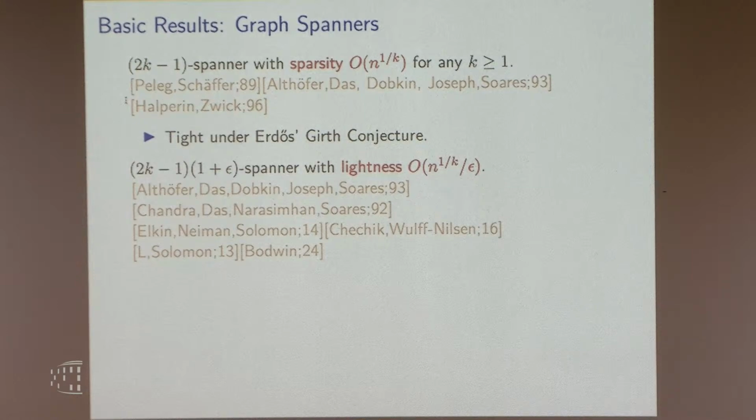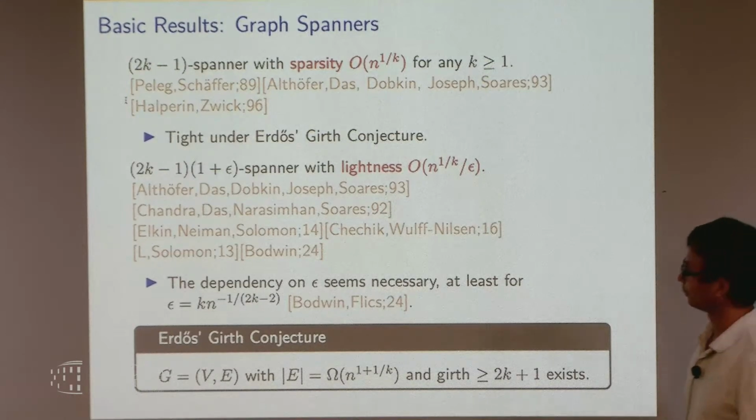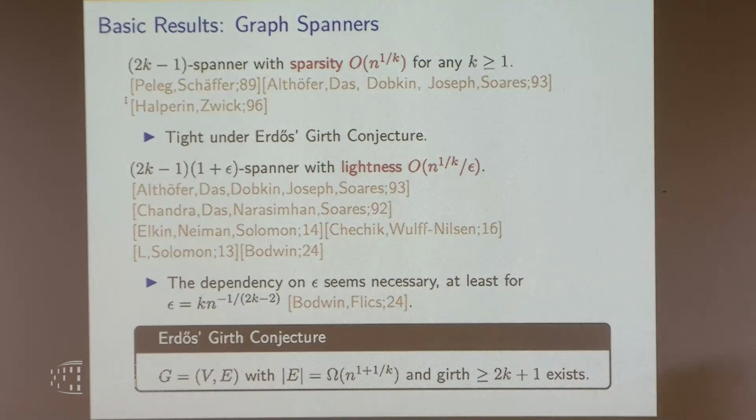And for a long time, I believed that there shouldn't be that epsilon here. But now I've changed my mind, because there was a paper a couple of months ago, probably 1-2 months, by Bodwin and Flick, where they show that it's probably necessary for a very specific value of epsilon. The most interesting case is when epsilon is about 1 over square root k. Whether it's necessary there is still unknown, but it seems necessary. And here's the Erdős girth conjecture, just in case you are curious. So these are basic results.